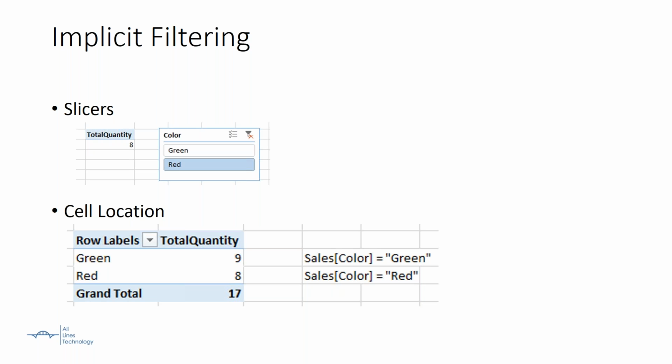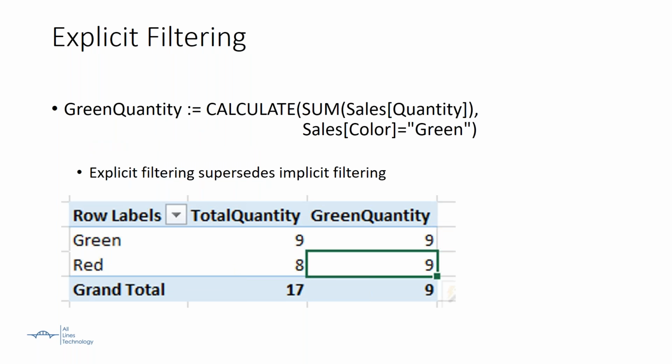So that's one of the important things is we've got implicit filtering, which is anything the user does. So that's how you slice and dice your pivot table. It's how you slice and dice your visualizations. But then it's also any filters you've put on there by hand, any slicers, any of that stuff. So anything the user interaction is doing, for this presentation, we're going to refer to as implicit filtering. Explicit filtering is whenever you put it directly into a formula. So here we've got green quantity. So let's say we want to see the total green quantity.